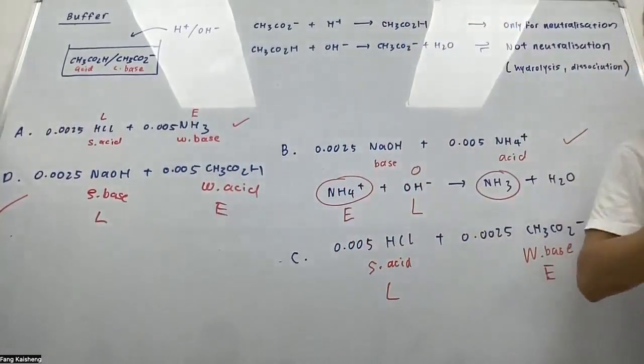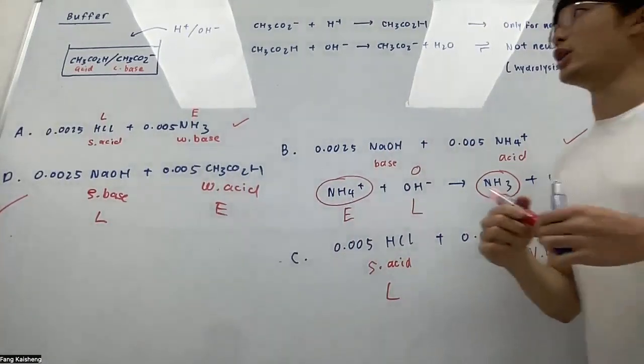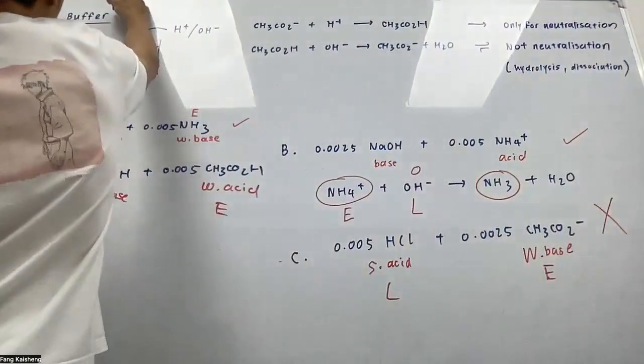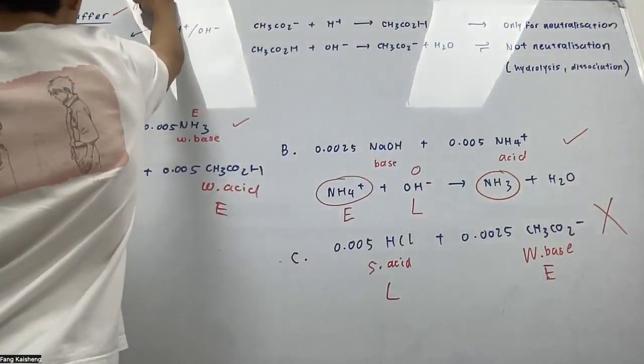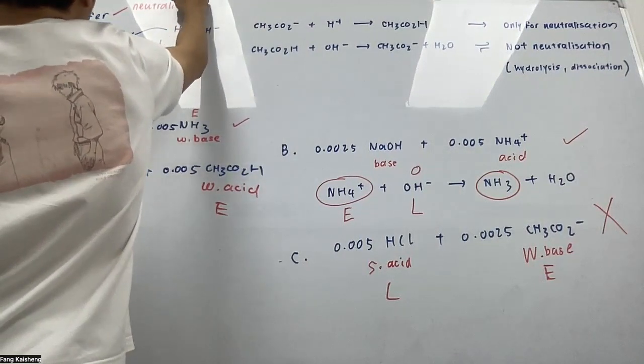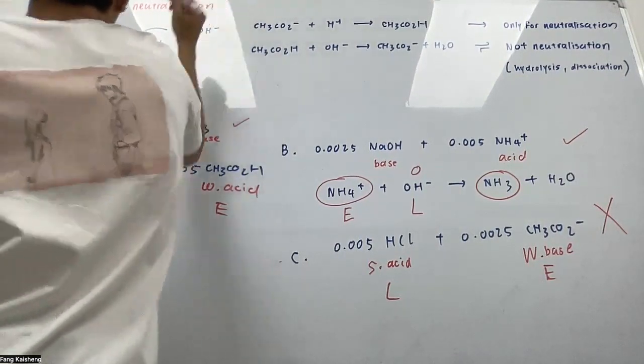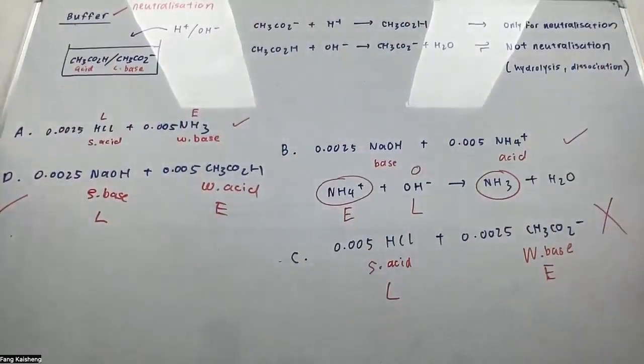So in other words, you can revisit the idea of a buffer. How does a buffer remove H+ and OH-? Using neutralization. That's its fundamental way of operating. A buffer utilizes the concept of neutralization to resist pH shift. Can you see that?